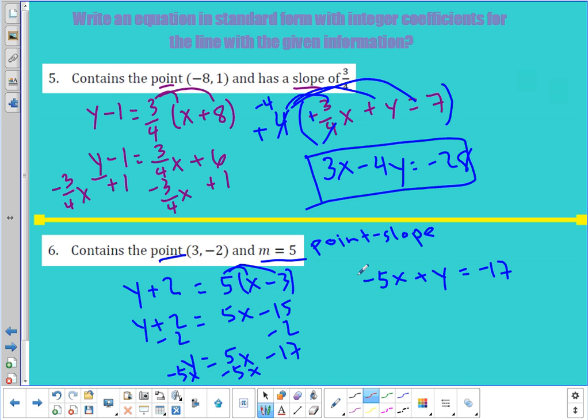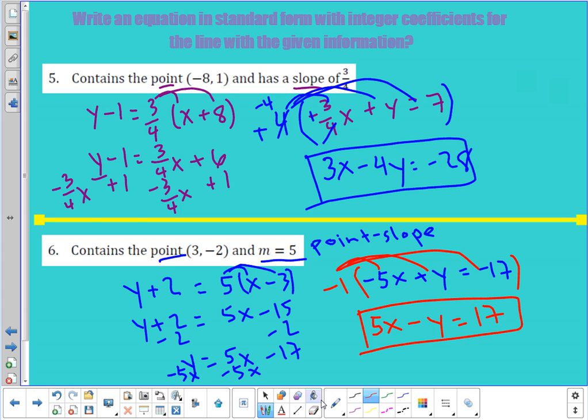I want that whole thing to be positive, so I'm going to just multiply by a negative 1, because that's going to make my leading coefficient positive. So I have positive 5x minus y is equal to positive 17. And there's my standard form equation.